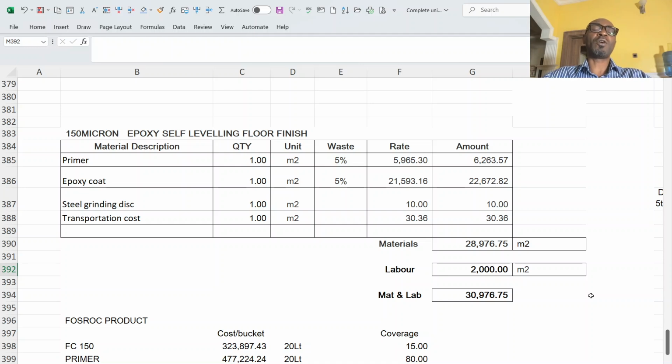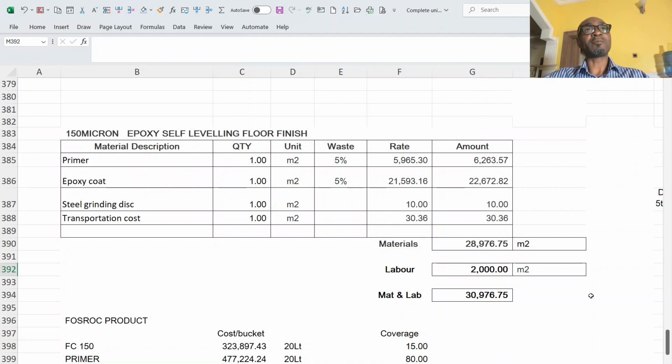But if it's a new floor, of course, you are the contractor doing the job. You are going to cast the floor. You are going to shine the floor with either a power trowel or manual shining. So you must make sure you guide the masons in charge to do it properly, so that in the end you are not going to spend more money doing the epoxy floor finish.